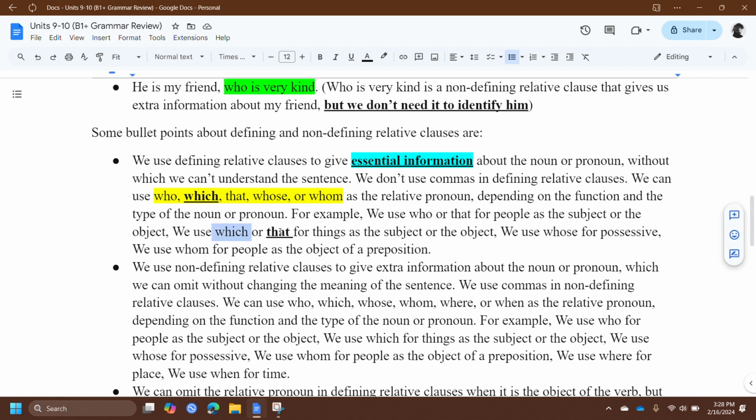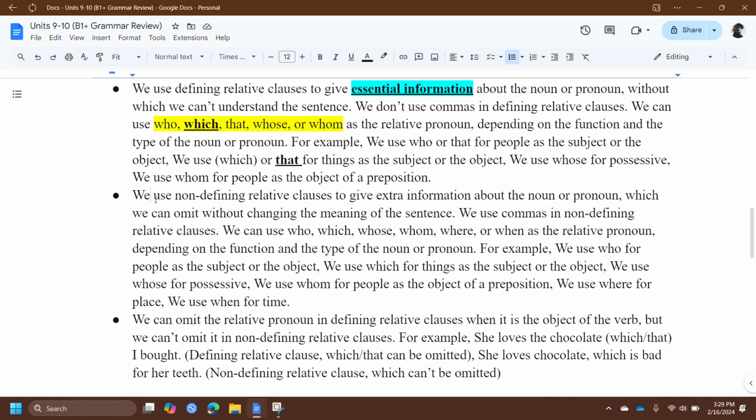So just kind of don't use this one, but I'm just writing it because some people do use it, so it's okay to know about it, but I really don't think you should use it in the defining relative clauses category. Okay, but if we do continue, guys, in here we can see some more information.